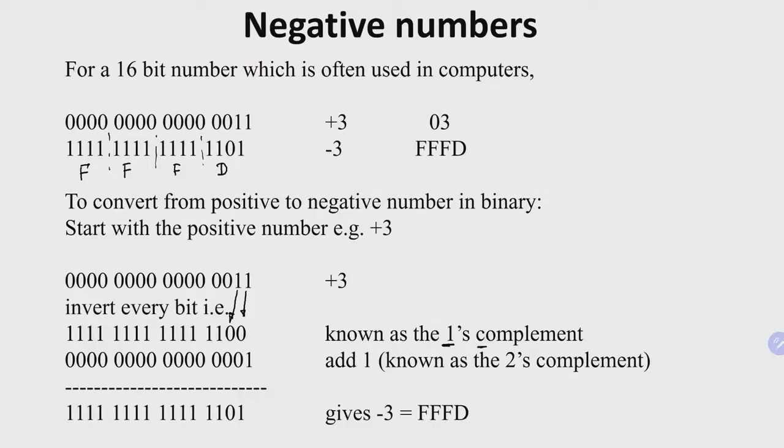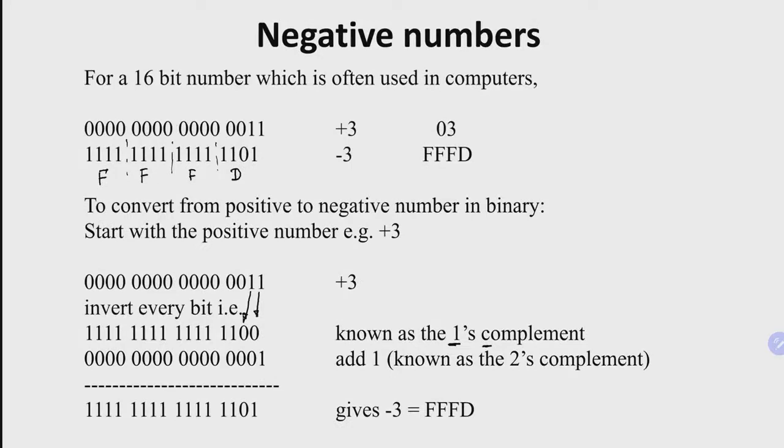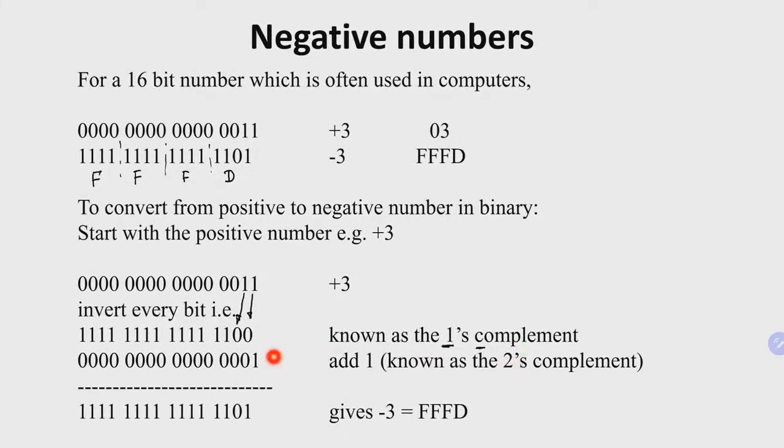The second complement, or the two's complement, is when we add 1 to the first complement. So we plus 1 to the inverted bits. And now we get this number here at the bottom. And this is known as our two's complement of the positive 3 number.